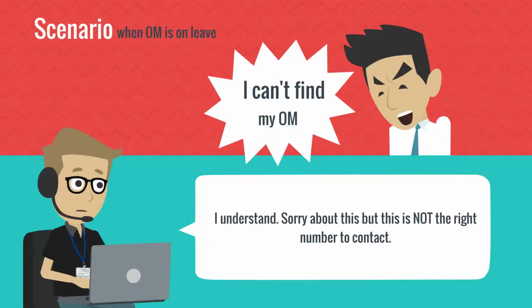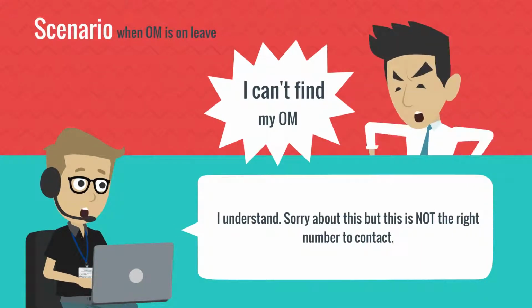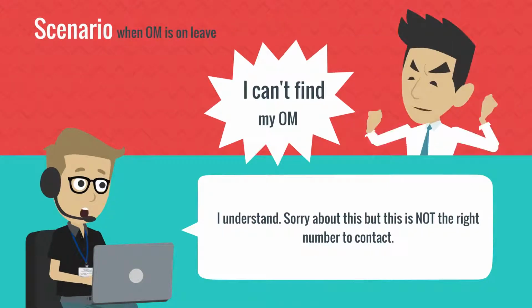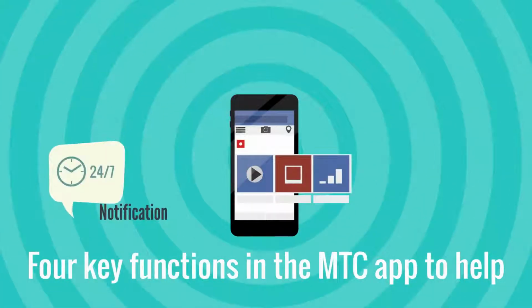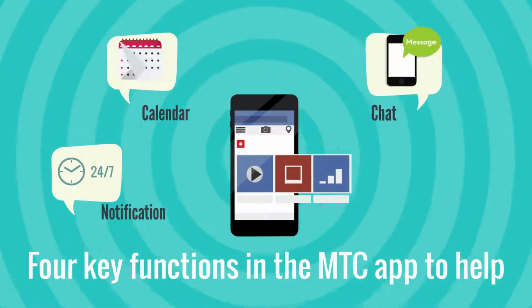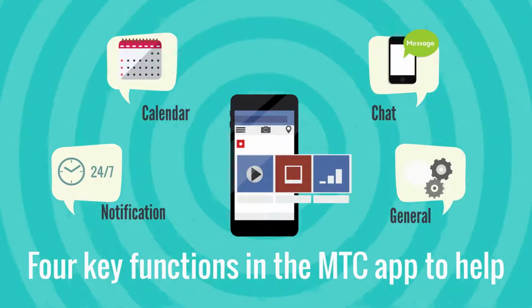Also, when offender managers are on leave, service users can easily get off track on their progression with their sentence plan and have no idea who their interim offender manager is. To solve these problems, the Make Time Count app will provide 4 key functions in the first wave of development. Here is what service users will experience while using the app.